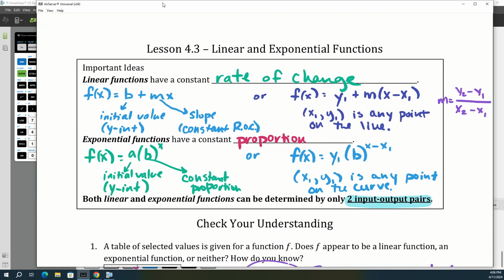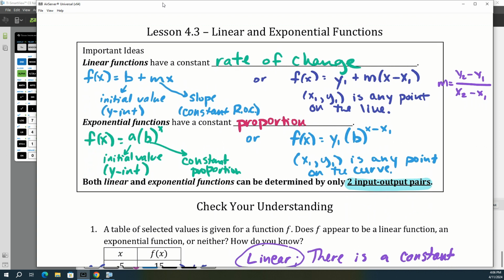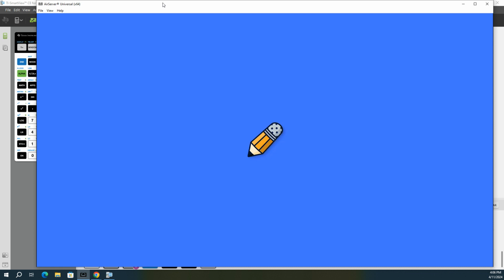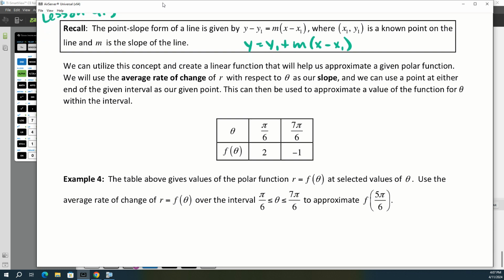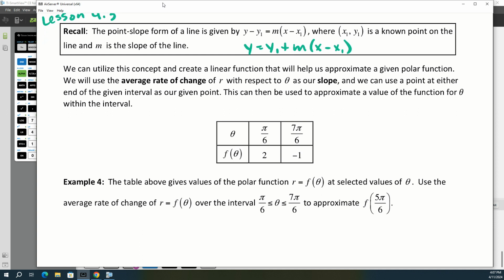All right, so here it is. Linear functions have a constant rate of change, and that constant rate of change is called the slope. And we can use this to give our function where x1, y1 is any point on the line. All right, so we're going to use that here, but instead of x and y, we're going to have theta and r.